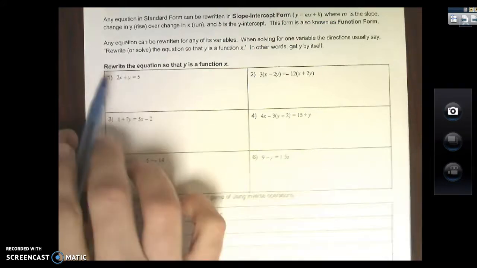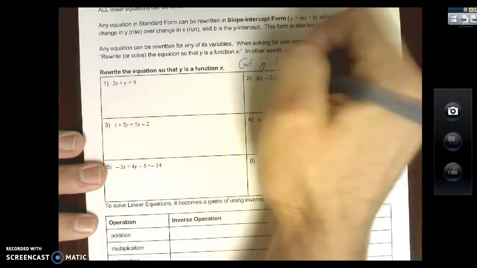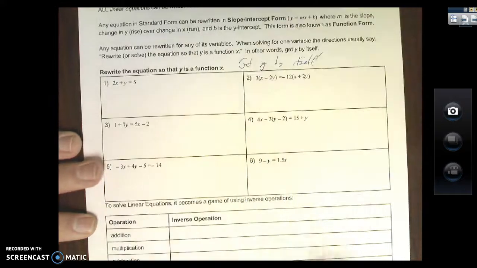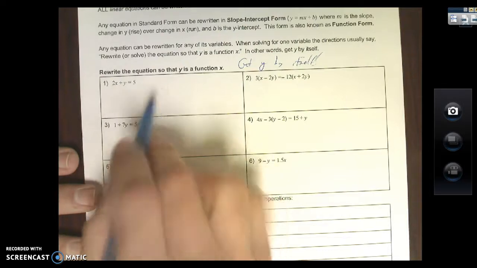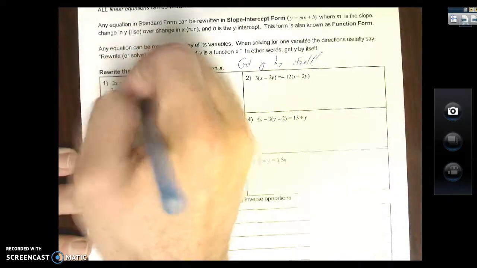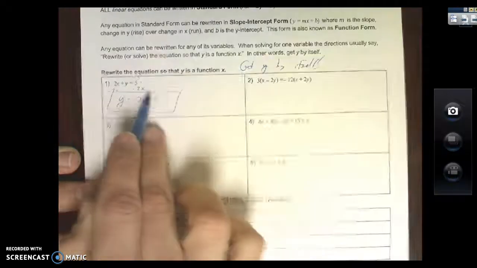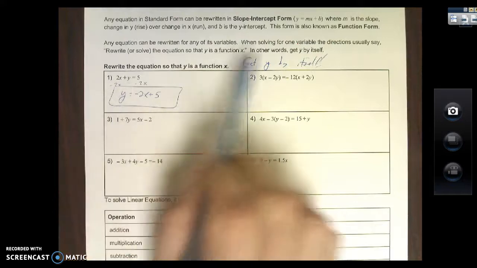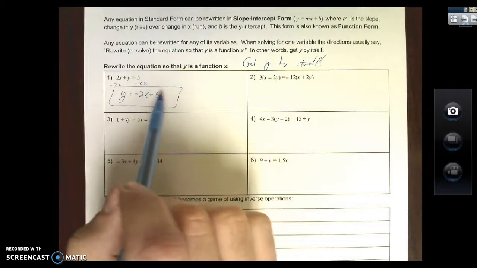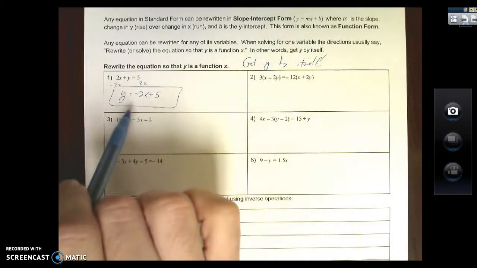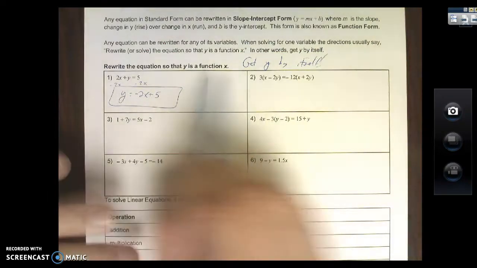Number one, it says rewrite the equation so that y is a function of x. That means get y by itself. So for the first one, all I'm simply doing is trying to move the 2x to the other side. Subtract 2x, y equals negative 2x plus 5. You're probably wondering why I didn't put the minus 2x on the other side of the 5. Well, I want it in the form of y equals mx plus b. That allows us to work with it via graphing calculator. That allows us to do a lot of different things. It puts it in slope-intercept form. Negative 2 is my slope now. 5 is my y-intercept.